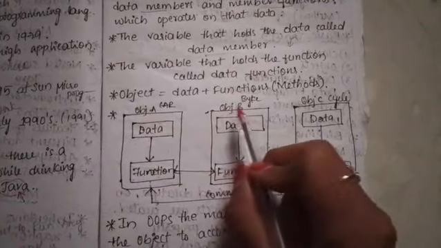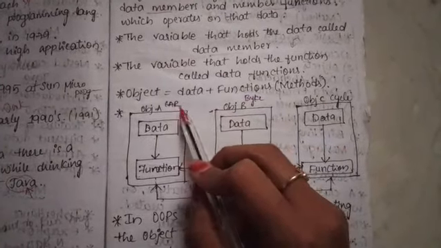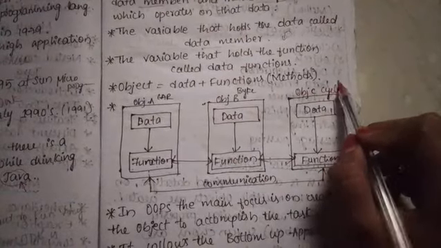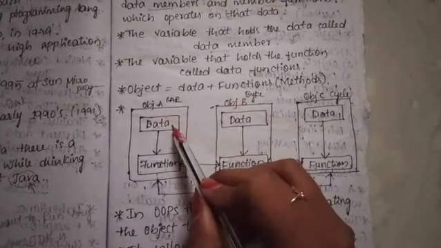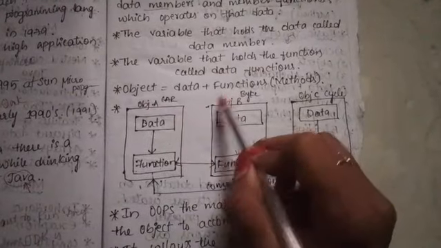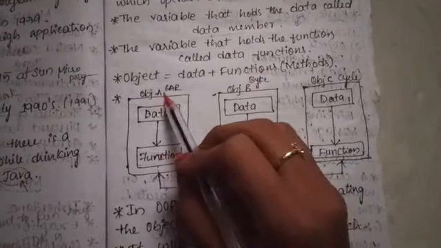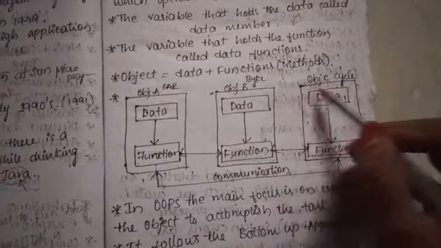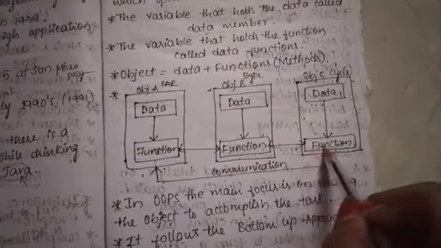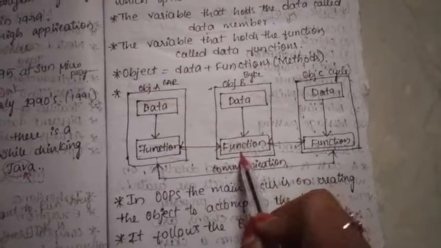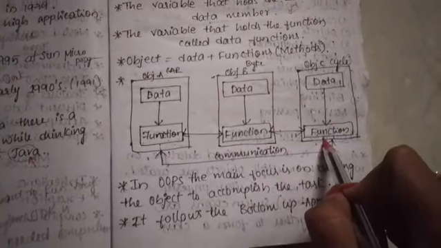You can see here I have three objects called object A, object B and object C. Object A is a car, B is a bike and C is a cycle. For simple understanding, I have made this. Each object is a combination of data members and member functions. Here the member functions are communicating with each other.